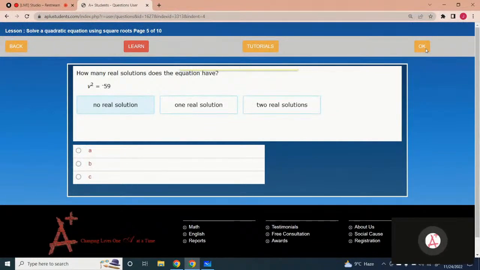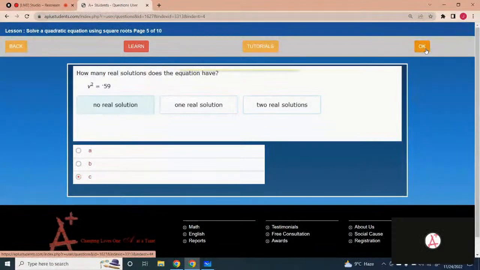Okay, the next one is how many real solutions does the equation have? V square is a negative number. Whenever the value of V square is negative, that means the equation has no real solution. Got it? Because the square root of a negative number is not a real number. So it has no real solution.